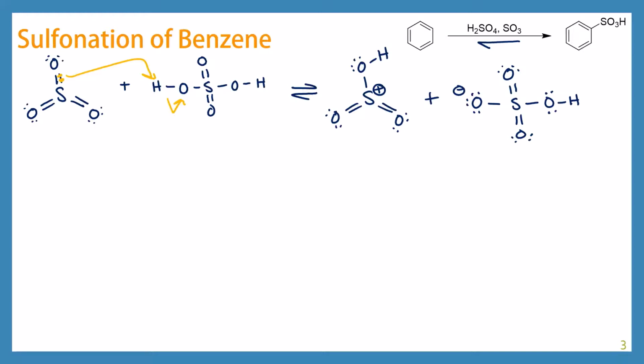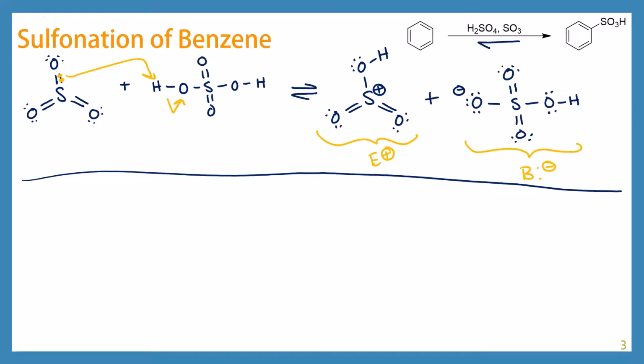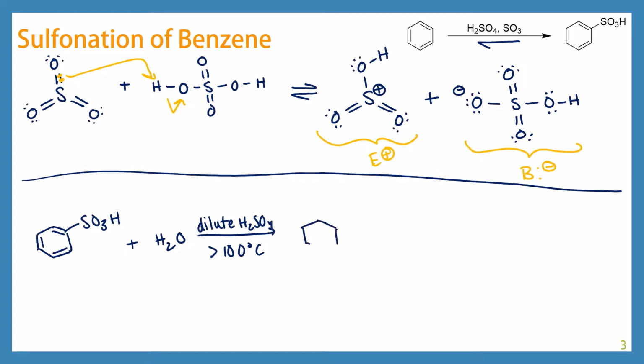And this actually gives us the identity of our electrophile and our base. Now from here, we can look at how this reaction is reversible. So if you take benzene sulfonic acid, which is the outcome of this reaction, and add water, and just enough acid to catalyze the reaction at a high temperature, you will end up with benzene and sulfuric acid. So this reaction is reversible as long as you have water and just enough acid to reverse it.